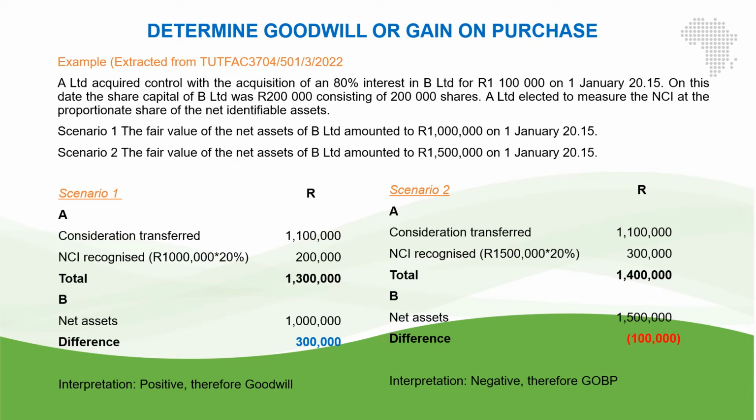Jumping to scenario 2, consideration transferred is still the same. The NCI is 20% of the net asset, which is 1.5. Then we land on a total for A of 1.4, and then the net asset of 1.5 million. Therefore, the difference there becomes a negative 100. And because it's negative, we'll have a gain on bargain purchase.